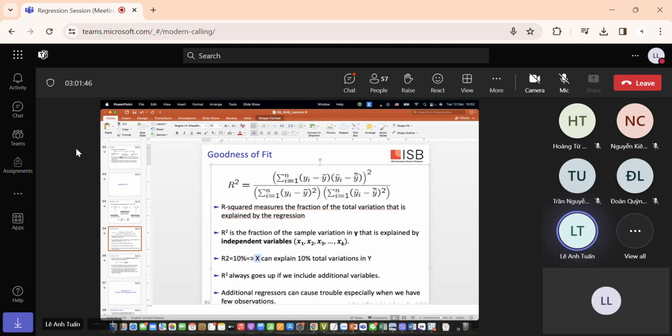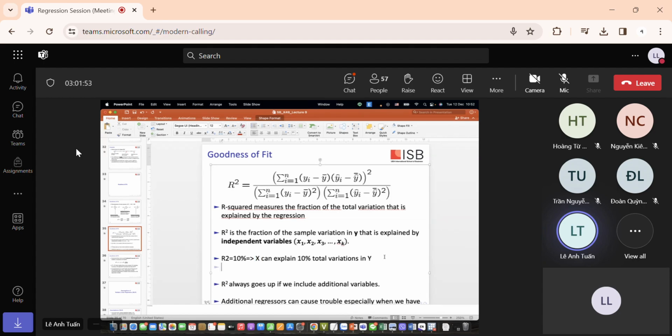Because in the simple regression model, we only have one independent variable, that means S. But here we have many independent variables. This would lead to R squared for the multiple regression model equal to 15%. That means S1, S2, S3 can explain some 15% of the total variation in Y.